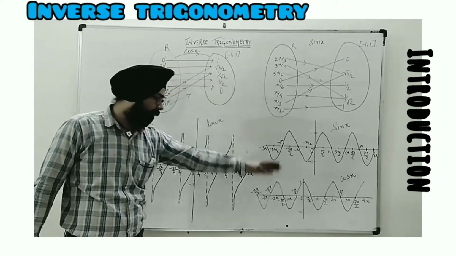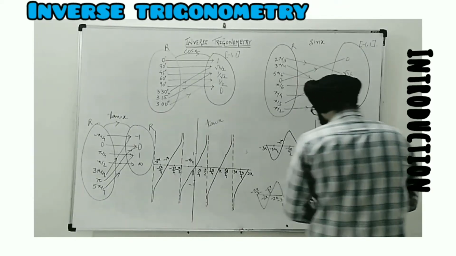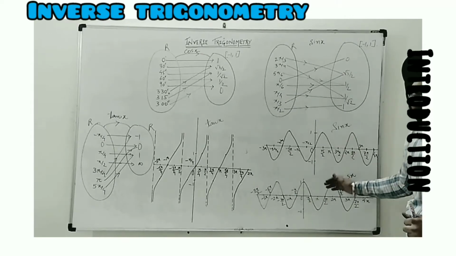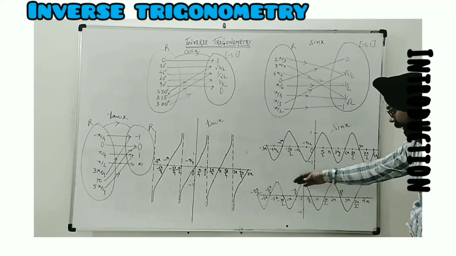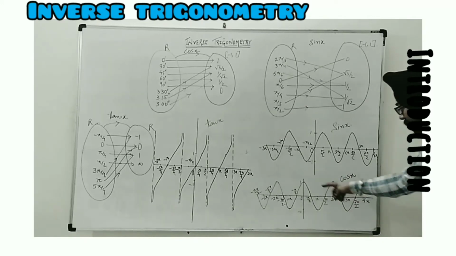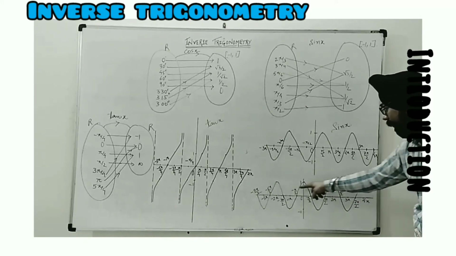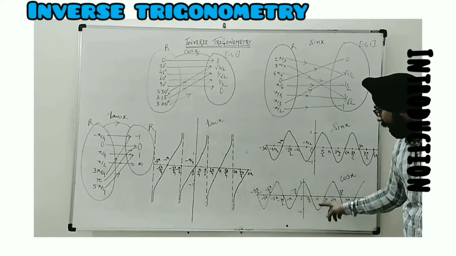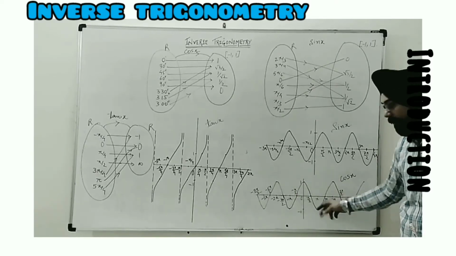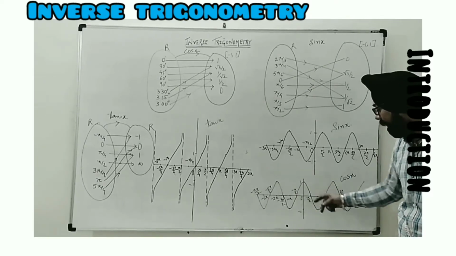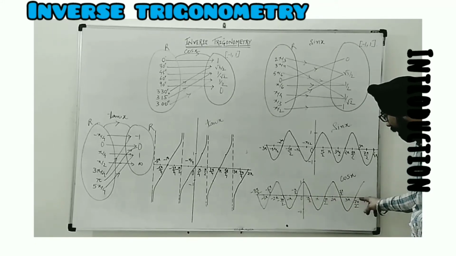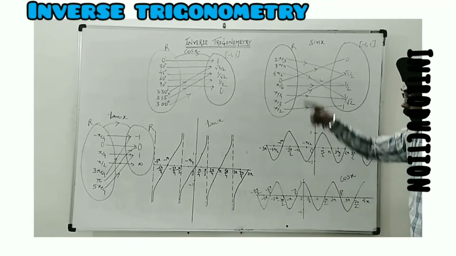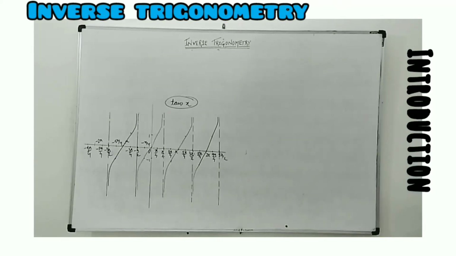With the help of the graph of cos x, you can see there is not that much difference; there is only a gap of pi by 2 between these two graphs. In the graph of cos x also, you can see the image is repeating. So we do not have a unique angle with image 1, and we do not have a unique angle with image 0. You see 0 repeating in both cases. So cos x also is not bijective.